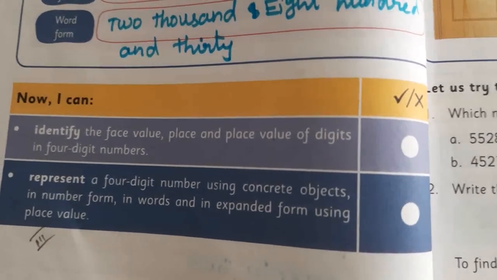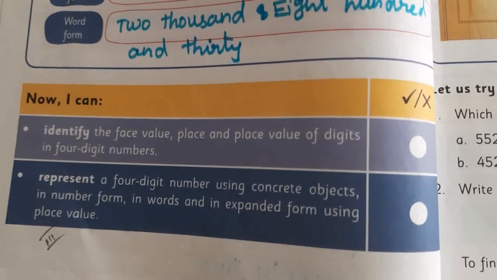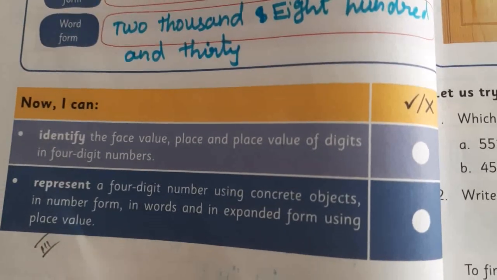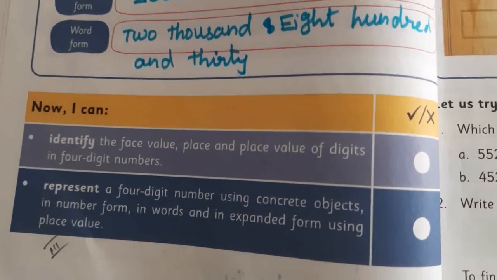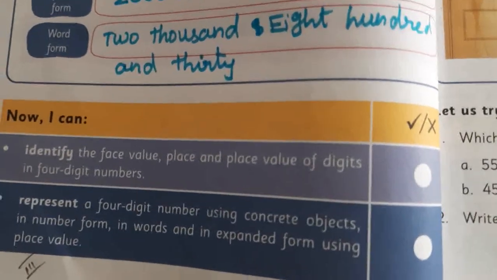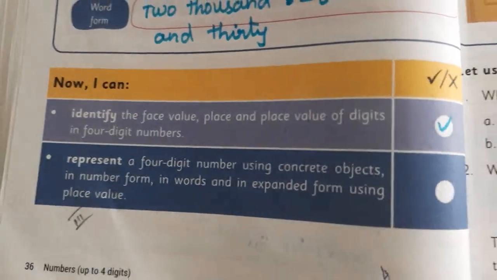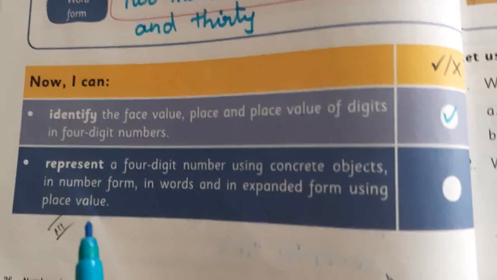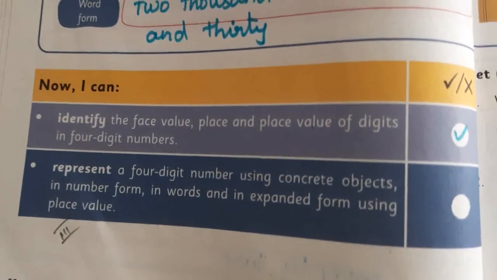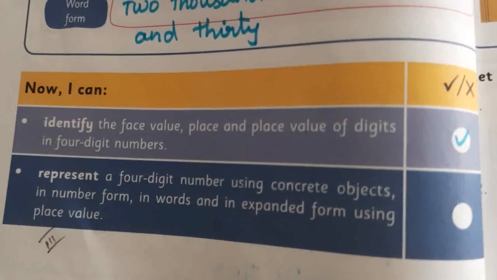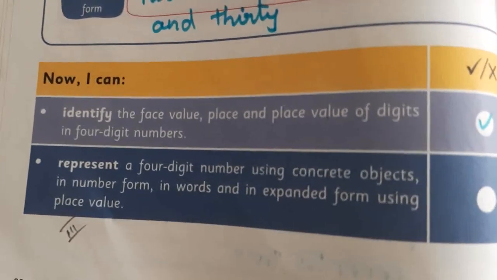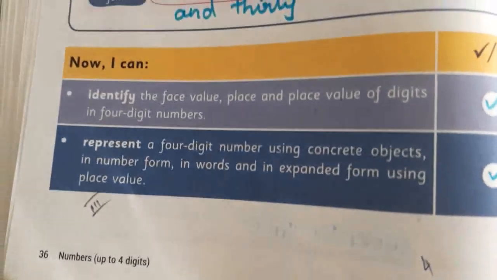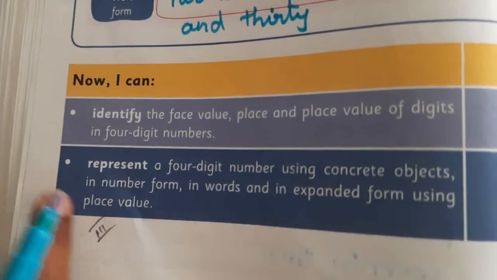If you say, No ma'am, I just have some confusion in that concept, you have to put wrong, but before that you have to practice the concept and then put the tick later. Put tick: you can identify the face value, place and place value of a 4-digit number. Next question, represent the 4-digit number using the objects in number form. If I give a 4-digit number, you can represent the number in number form, word form, expanded form. Yes, put tick.